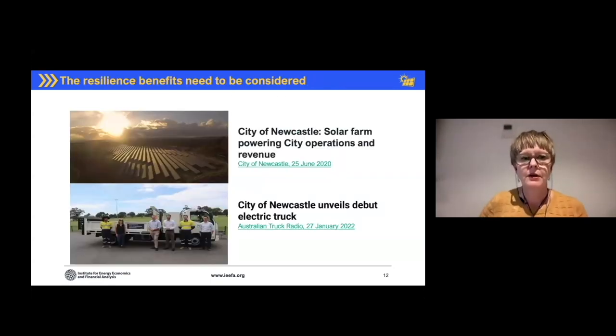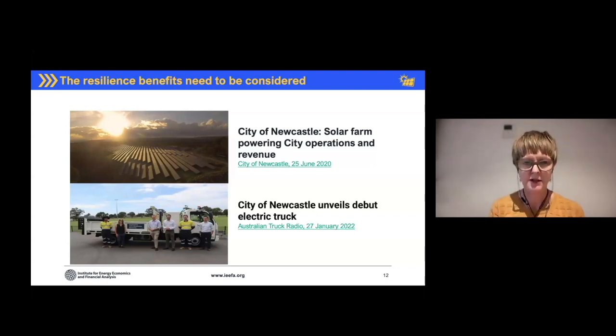The final thing I wanted to touch on is what's becoming increasingly important, and I think is worthwhile thinking about in terms of the low-hanging fruit comment, is the resilience benefits of distributed energy resources. This hasn't really been part of any of our conversations from an economic regulation point of view or from a policy point of view, but as we see climate change get worse and more extreme weather events, the resilience benefits that you get from DER are becoming increasingly obvious.